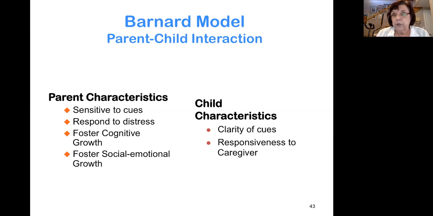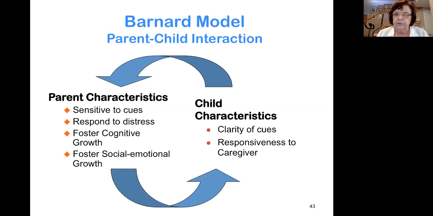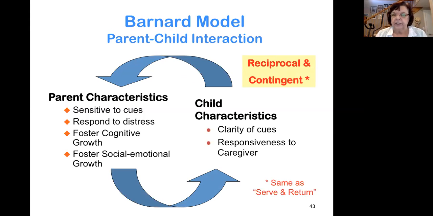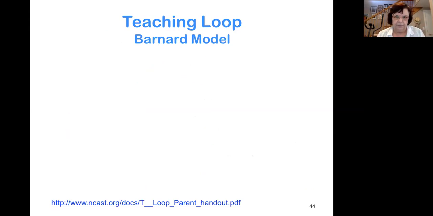So it's very important, and in Kathy Barnard's model, the child influences the parent just as the parent influences the child. We need to have reciprocal and contingent interactions, which is kind of like turn taking, serve and return. And this is an important part of developing those nerve synapses.